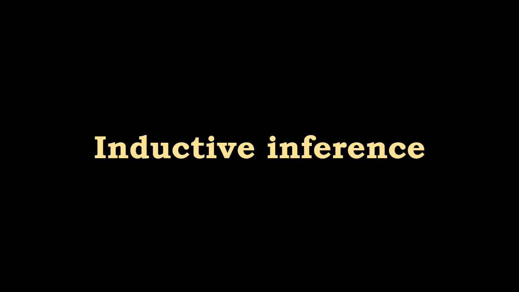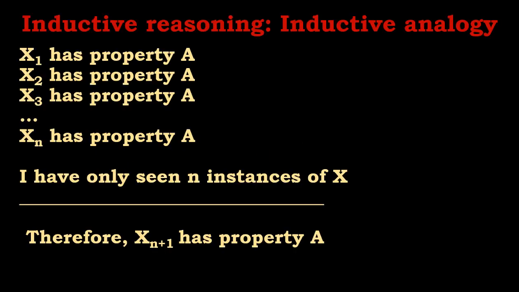So let's see how inductive inference works. We're going to see three types of inductive inference. The first one is inductive analogy. In this argument, we have several premises and one conclusion. Arguments can have as many premises as we want, but only one conclusion.